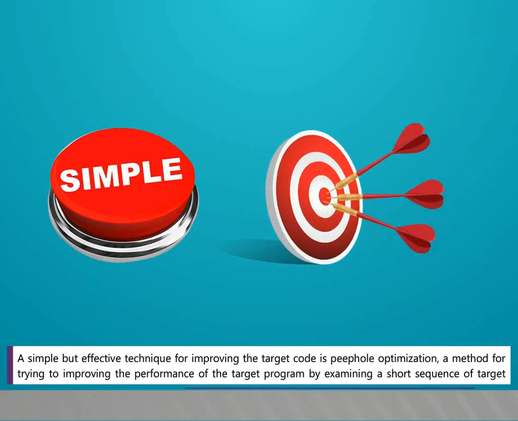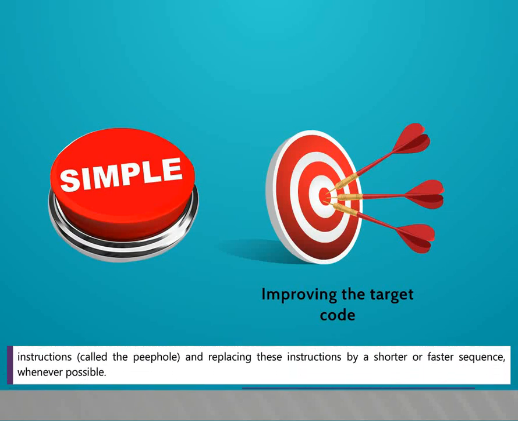A simple but effective technique for improving the target code is peephole optimization, a method for trying to improve the performance of the target program by examining a short sequence of target instructions called the peephole and replacing these instructions by a shorter or faster sequence whenever possible.